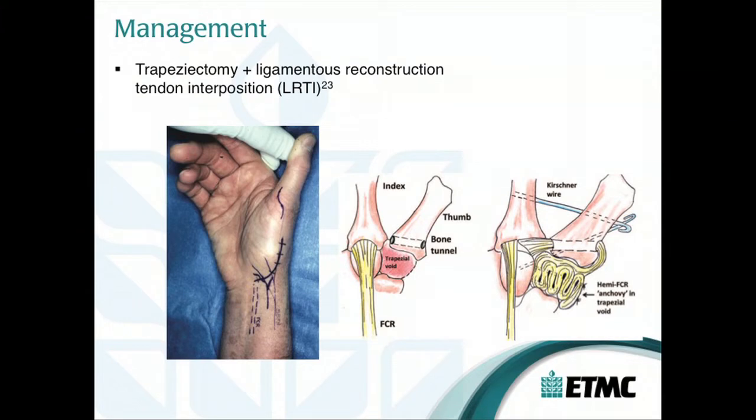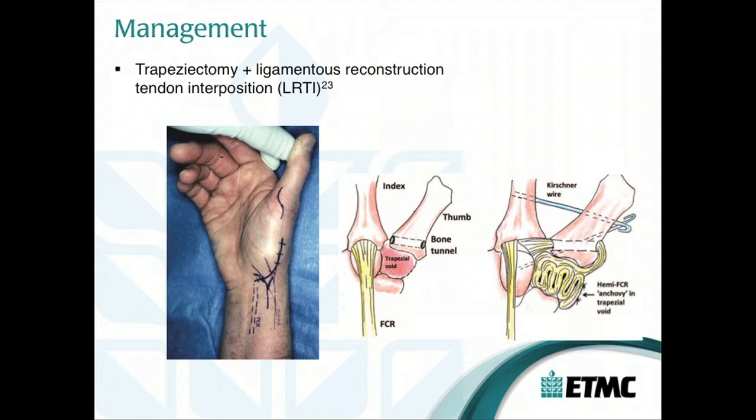There's another procedure called trapeziectomy plus ligamentous reconstruction tendon interposition, or LRTI. This is actually the most common method of doing this operation. So this is an intraoperative photo of a patient that's about to get the surgery, and there are a few landmarks that are being marked.